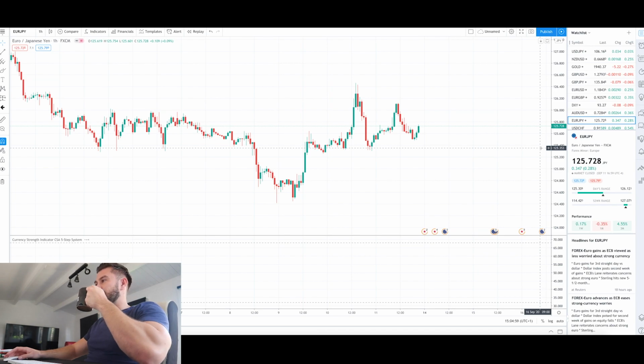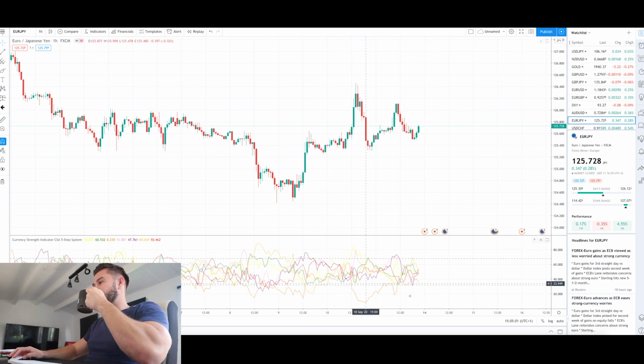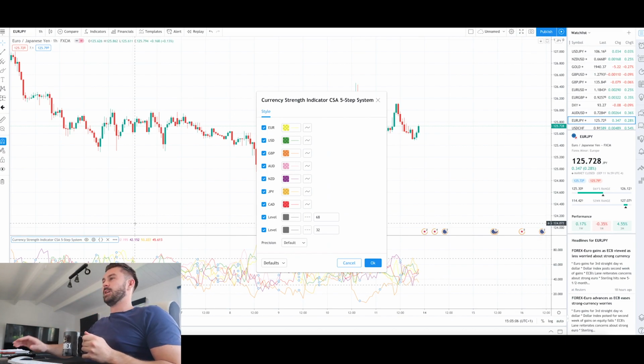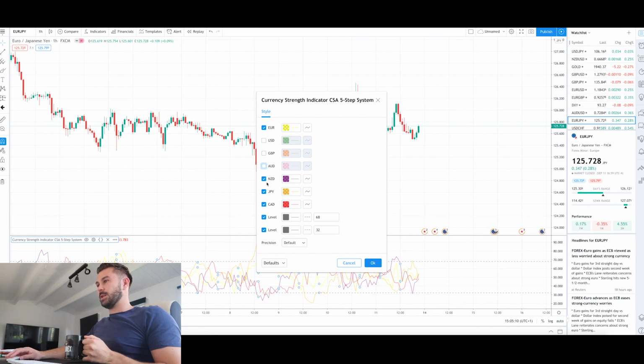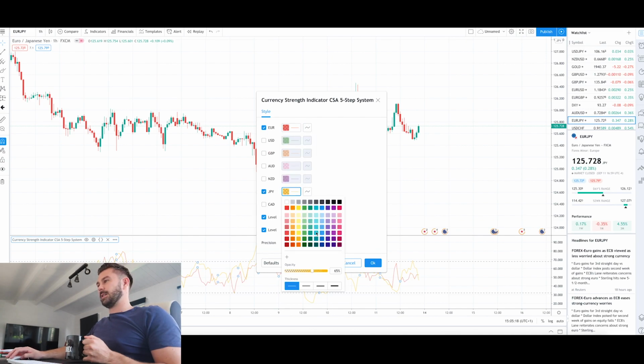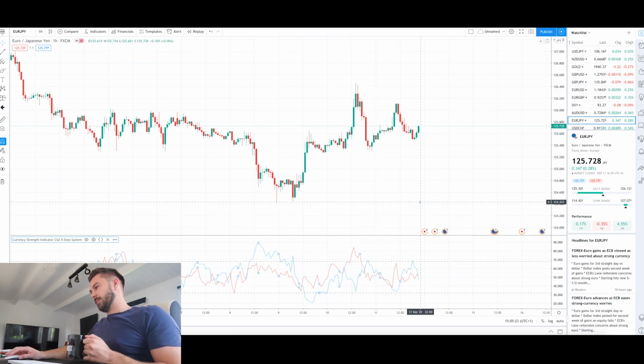So let me just, well, we're just going to wait. Here we go. Right, it will pop up with everything. Obviously we do not need to look at everything. We just want to look at the euro and the yen, and obviously the euro and the yen are both orange. I'm gonna make euro red, so it's easy. I'm gonna make the yen blue. That way it's easy to see on camera, isn't it?